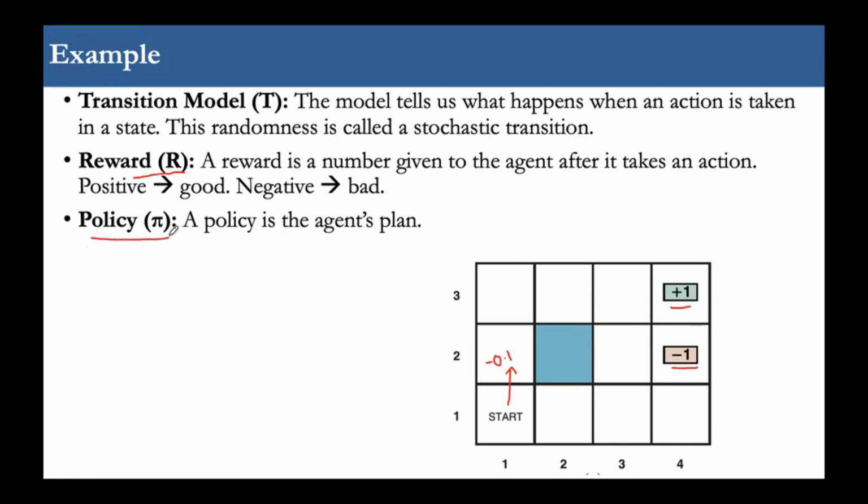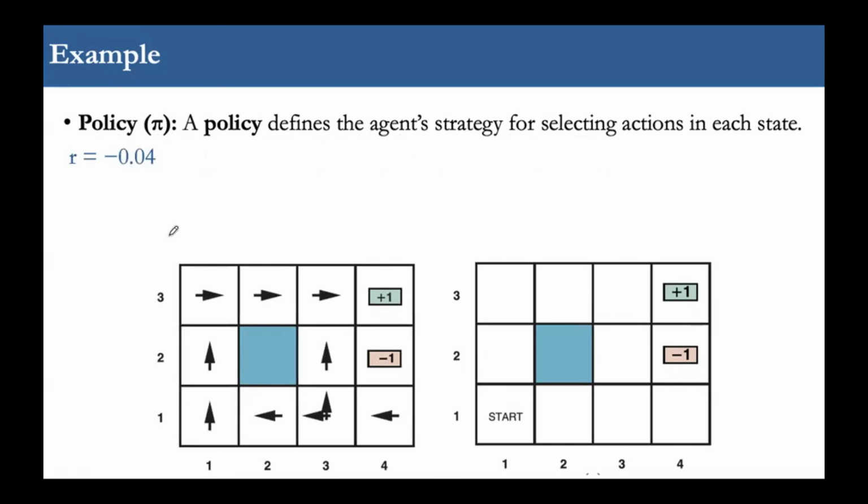The next one is policy. Policy is nothing but the agent's plan. So now here we will see an example for policy. A policy is an agent's plan. It tells the agent, if you are in this state, take this particular action. The goal is to find the best policy, which helps the agent earn the highest total reward over time. So for example, this is a sample policy.